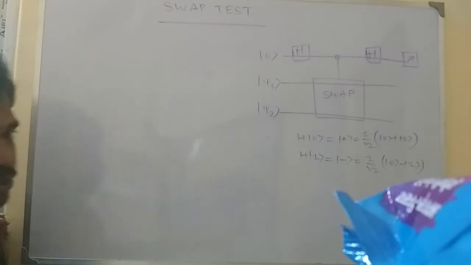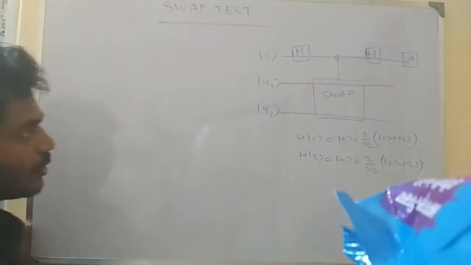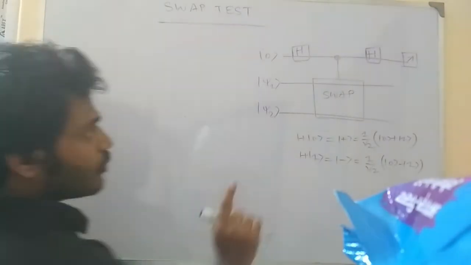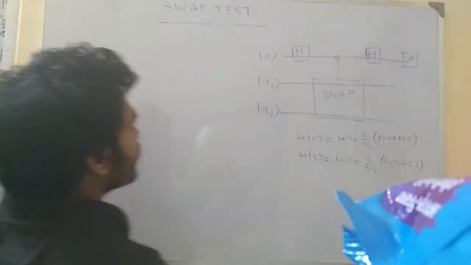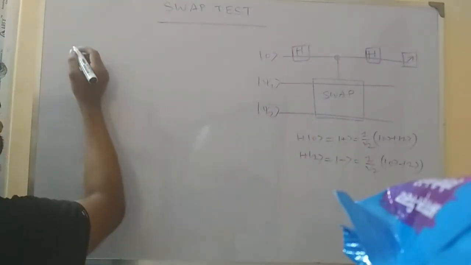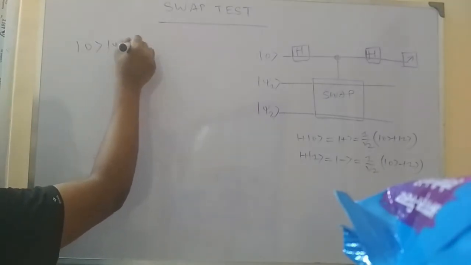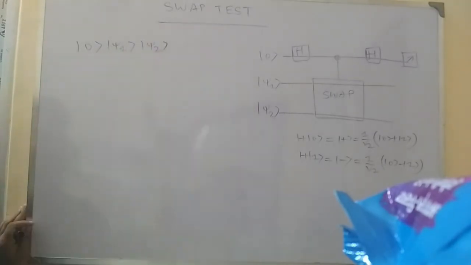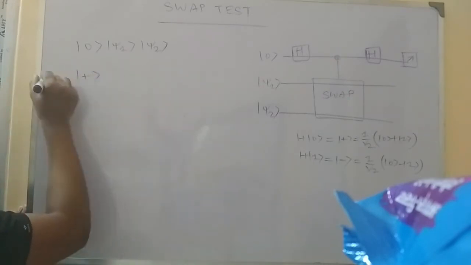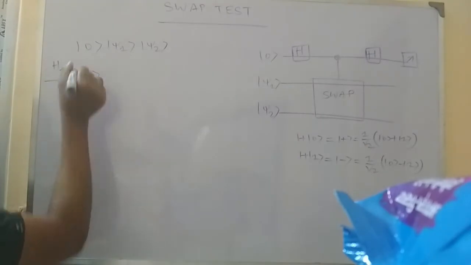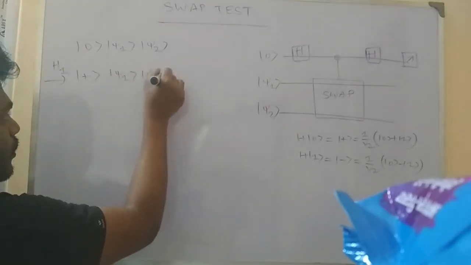Now let us do the calculation and find the inner product between psi 1 and psi 2. And we can observe that at the end, by measuring only the first qubit, we can calculate the inner product between psi 1 and psi 2. Okay. Now let us do the calculation. So initially we have 0, then we have psi 1, and we have psi 2. Now apply Hadamard gate on the first qubit, it will become plus. So we have plus, then psi 1, then psi 2.